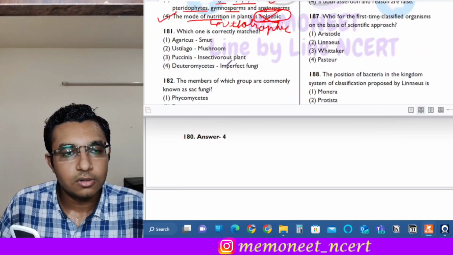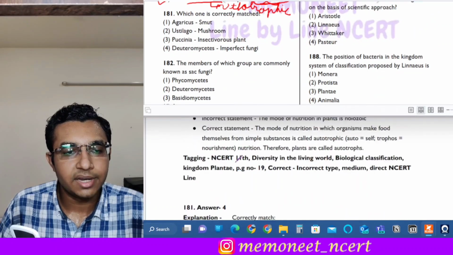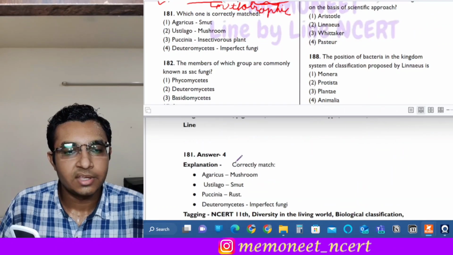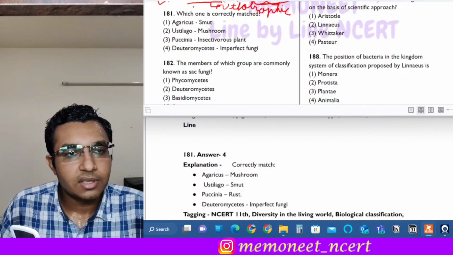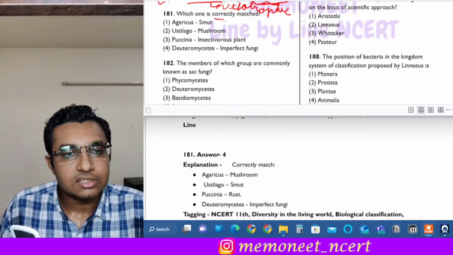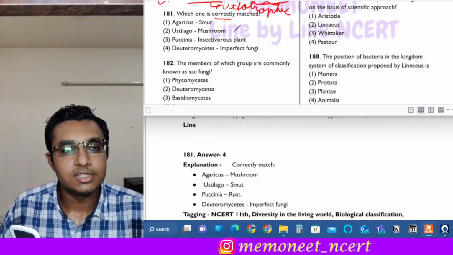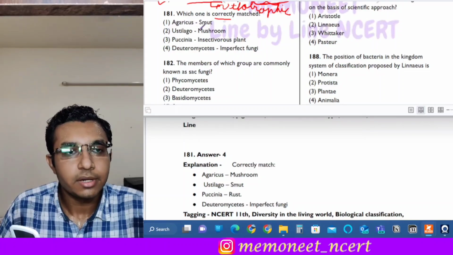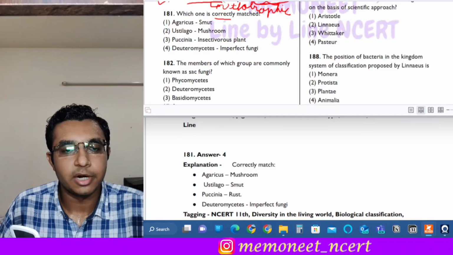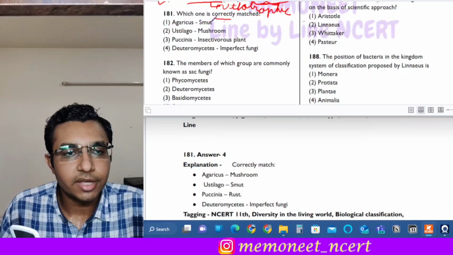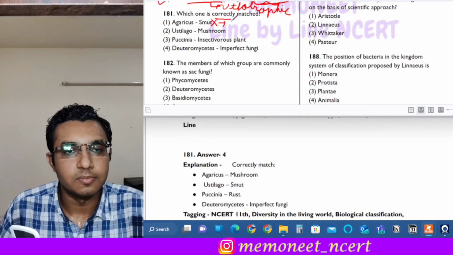Now moving on to the next question, question number 181. The question is which one is correctly matched. Among the following matchings we have to identify which of them is correct. Let us start one by one. The first is Agaricus, smut. This is incorrect. Why? Because Agaricus is not smut, it is mushroom. So Agaricus will be mushroom.